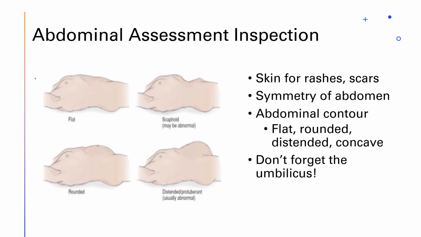Really rounded, starting to look pregnant type of rounding is called distension. The picture on the left shows the different types of abdominal contour, and we want to look at their umbilicus or their belly button for any protrusions or inflammation.